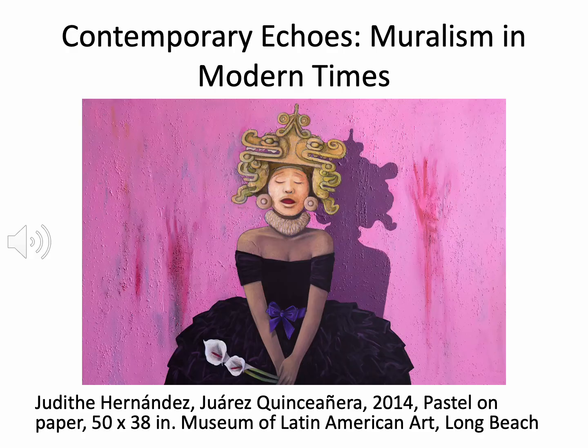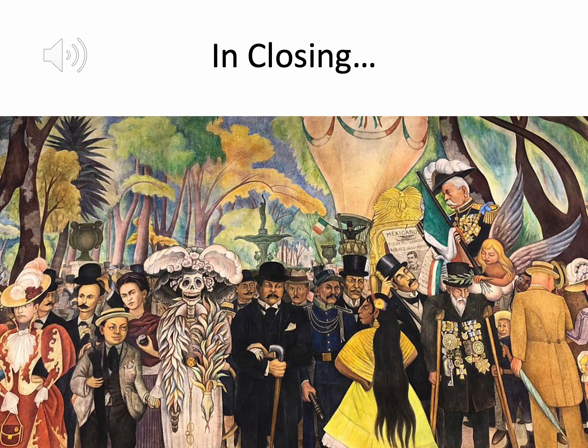This slide serves as a reminder that the legacy of Mexican muralism endures and adapts, continuing to inspire artists to speak truth through their work. As we close this lecture, reflect on the power of walls to both divide and unify. Mexican muralism began with revolution and lives on in every brushstroke that dares to speak for the people. What would you paint, and where would you place it?